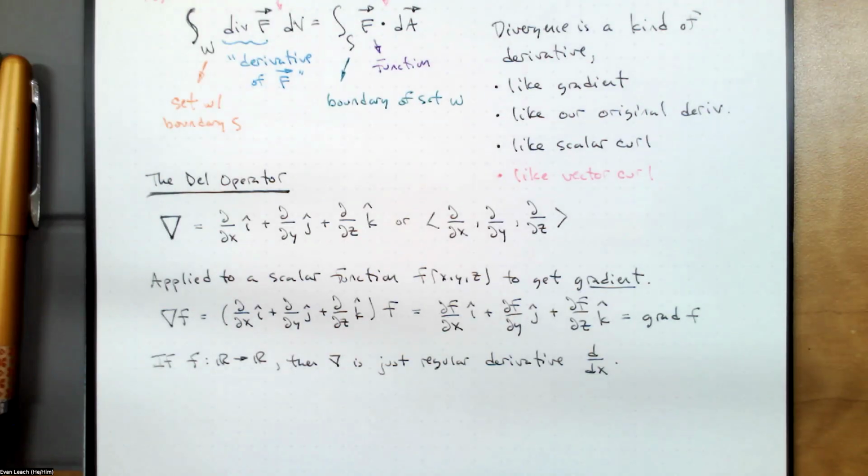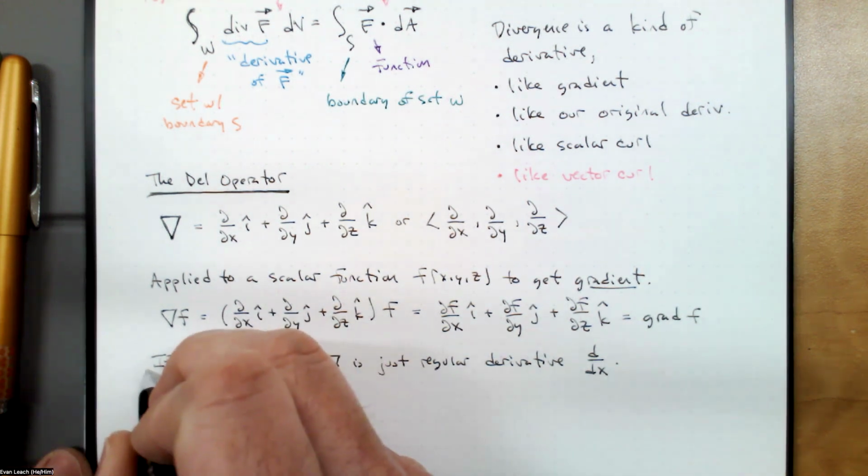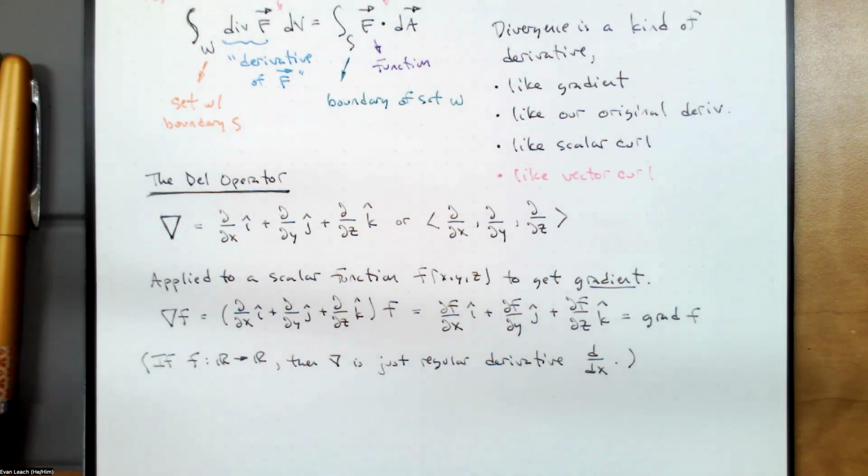If the function is just a function of one variable, mapping a real number to another real number, then the del operator is just giving us the regular derivative. Derivative with respect to x rather than partial. So you've been applying the del operator all along. Now the del acts like a vector, and so we could use it in multiplication in two ways if we have a vector field.